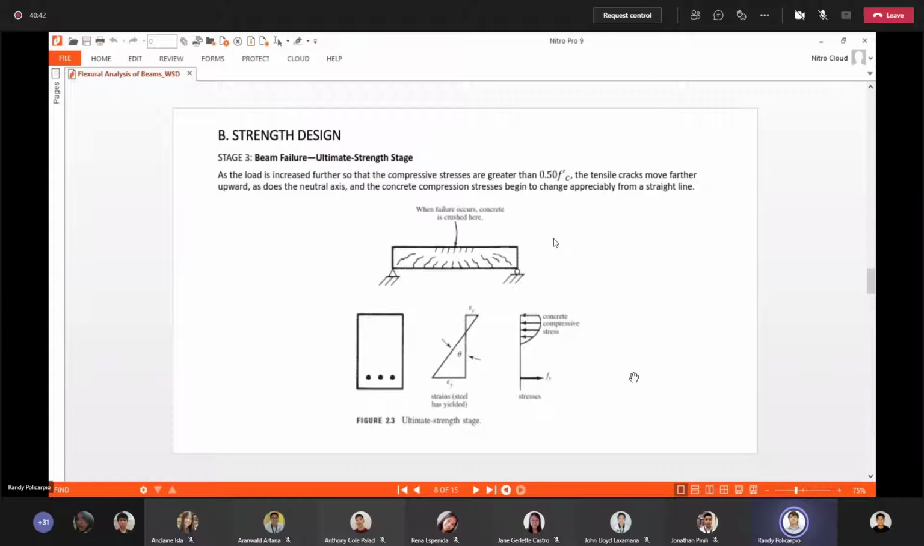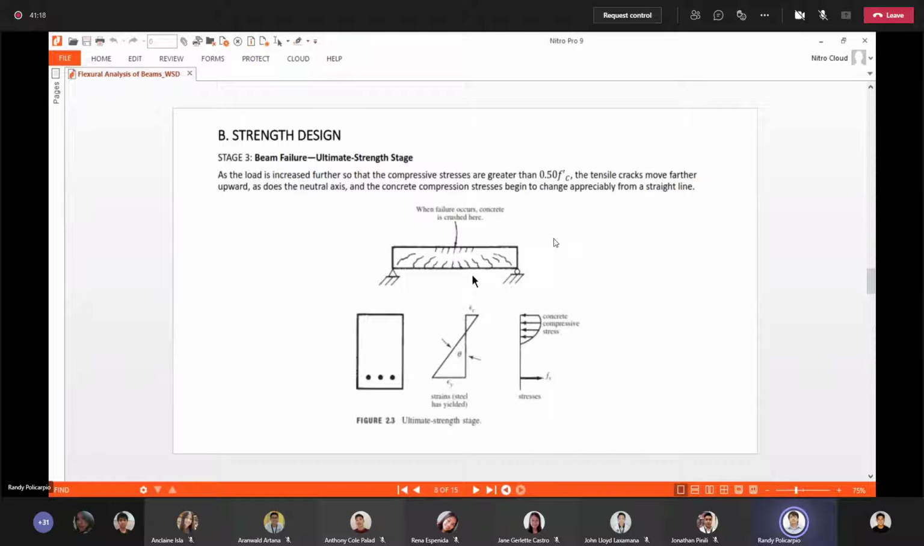Okay, the third stage, which is the ultimate strength stage. The compressive stress in the concrete will be greater than 0.5 F prime C, no? So dun sa stage 2, yung compressive stress natin is still less than 0.5 F prime C, but for ultimate strength stage, the compressive stress will be greater than 0.5 F prime C.